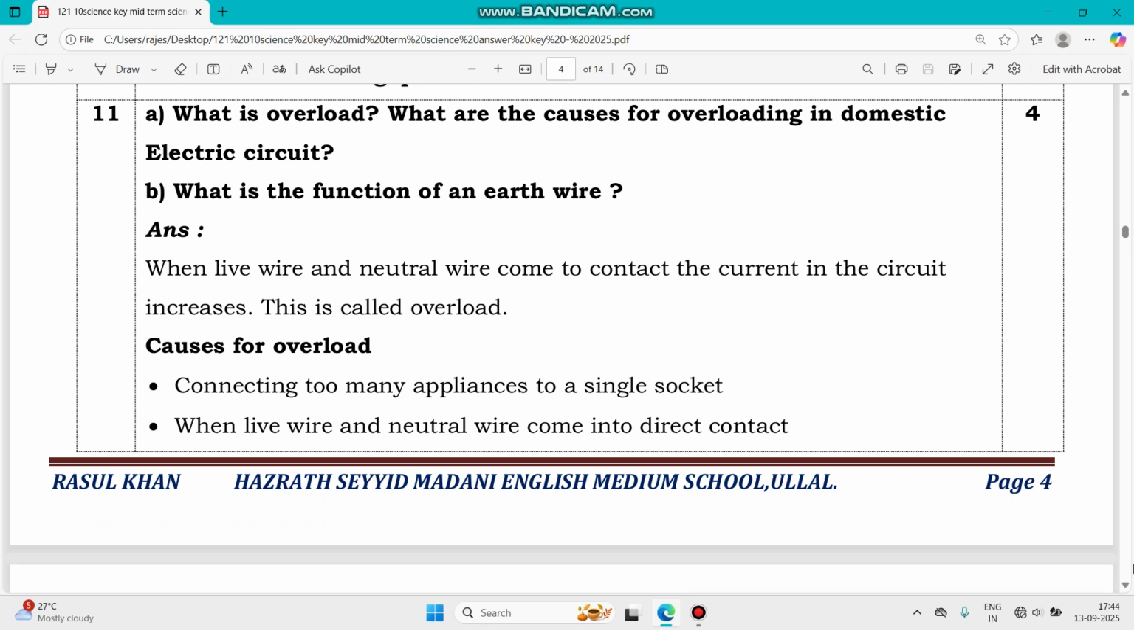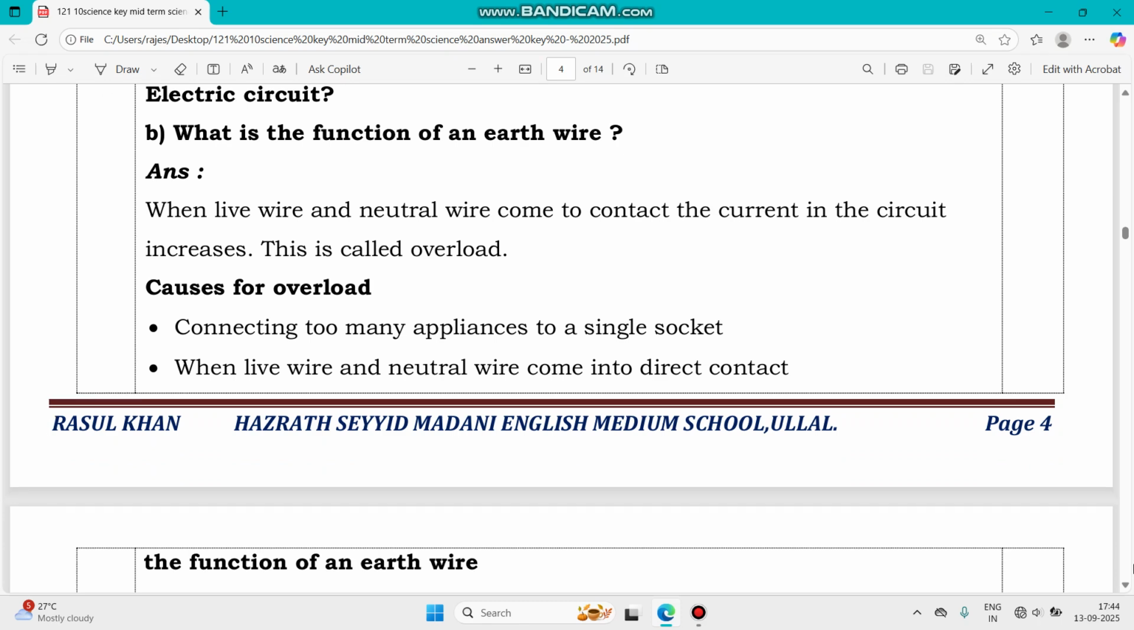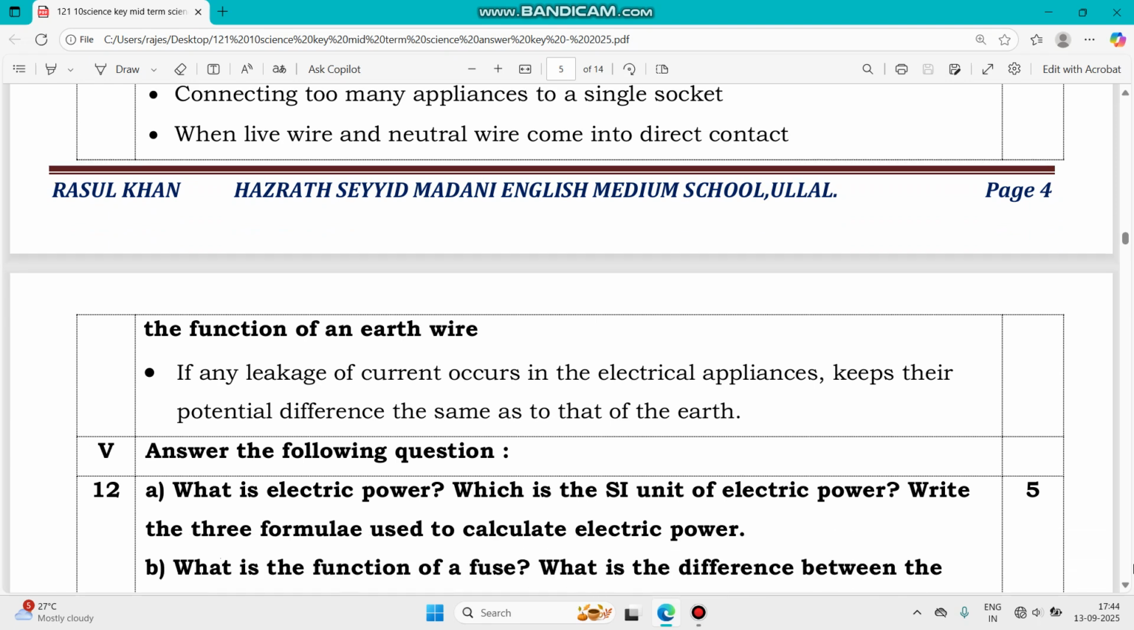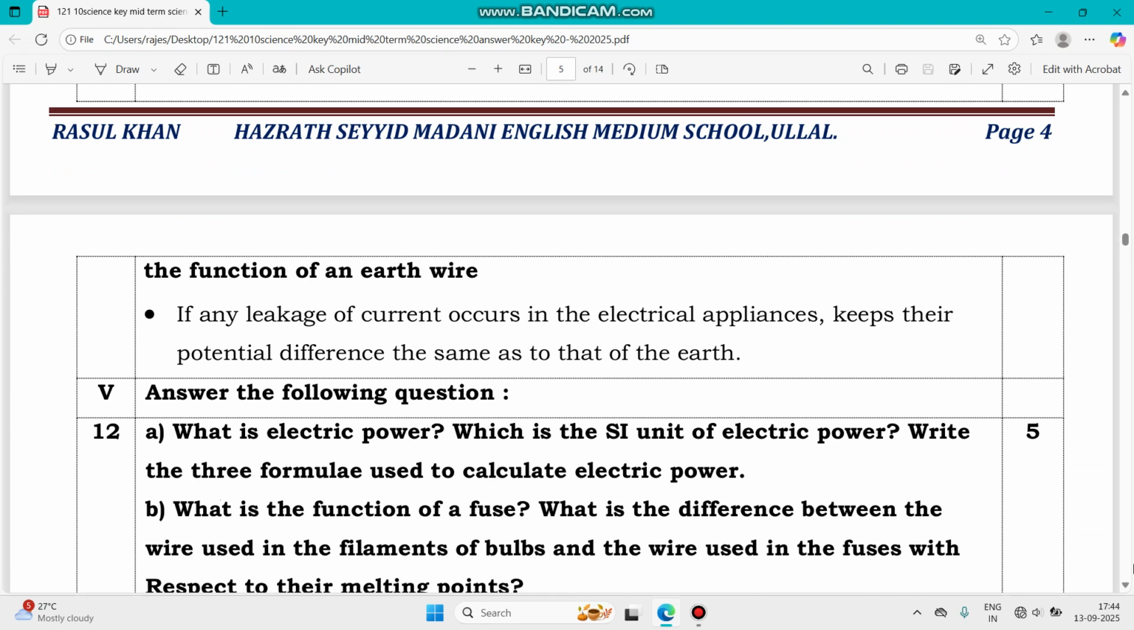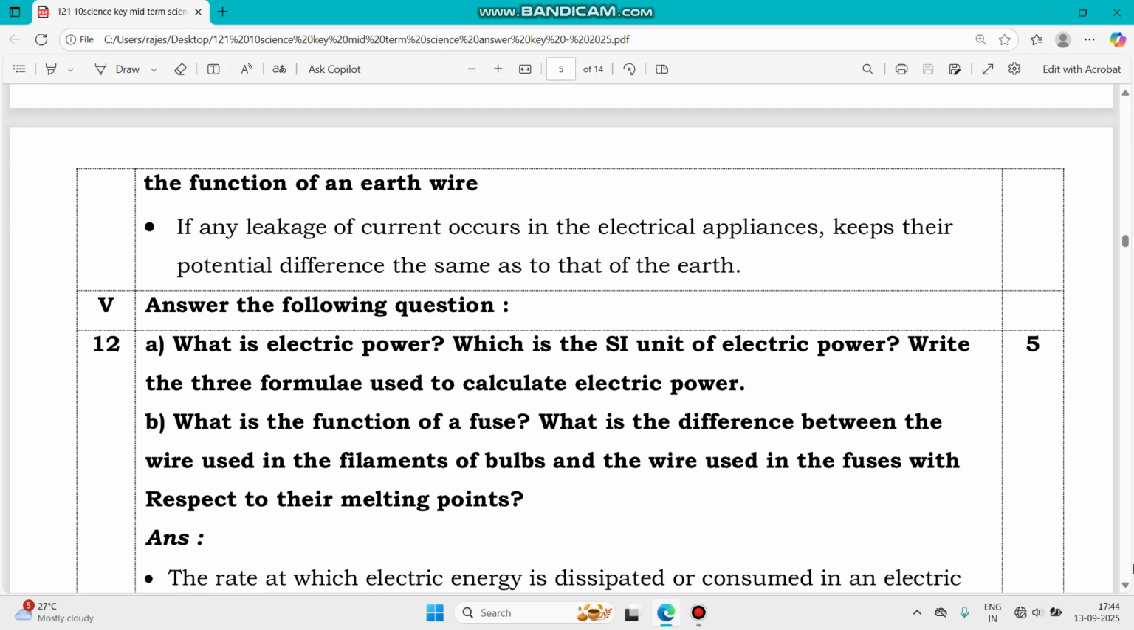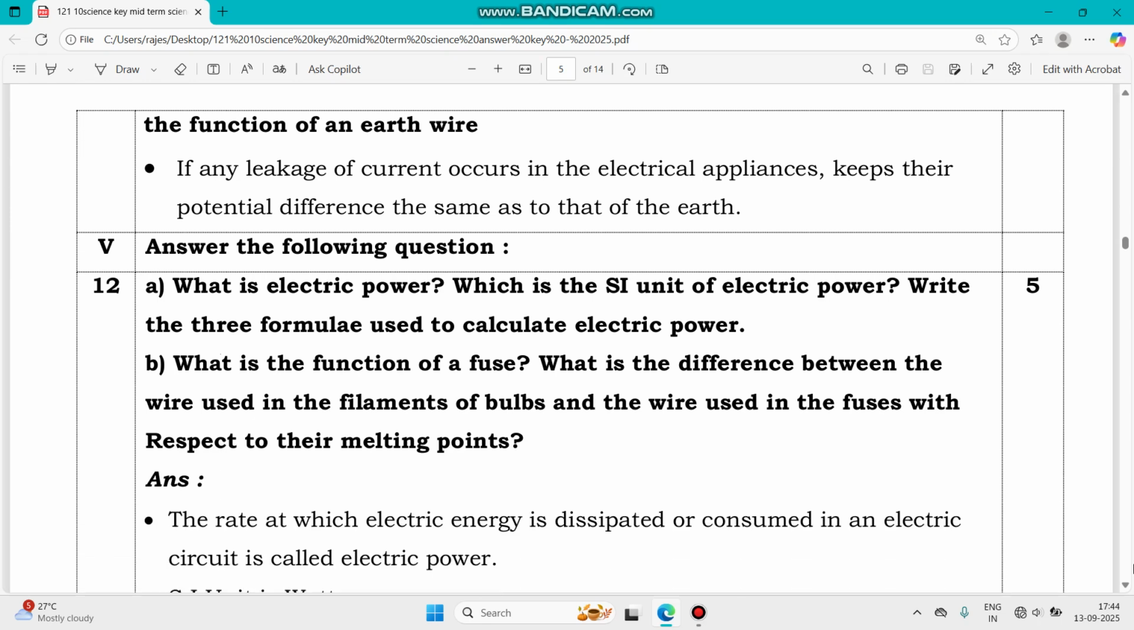So we are saying the causes of overload. And what is an overload? When the live wire and neutral wire come into contact, the current in the circuit increases, this is called overload. So the cause for overload is connecting too many appliances to a single socket. The function of an earth wire: if leakage of current occurs in the electrical appliances, it keeps their potential difference the same as the earth.